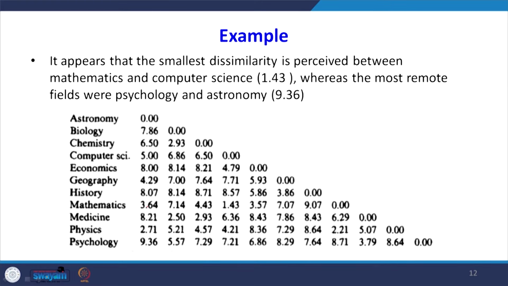Mathematics and computer science. This is our smallest dissimilarity. Whereas the most remote fields were psychology and astronomy. So, this table represents the dissimilarity matrix. From that, we can directly read which has lesser dissimilarity and which has more dissimilarity.